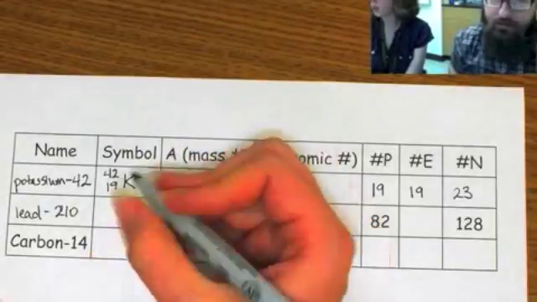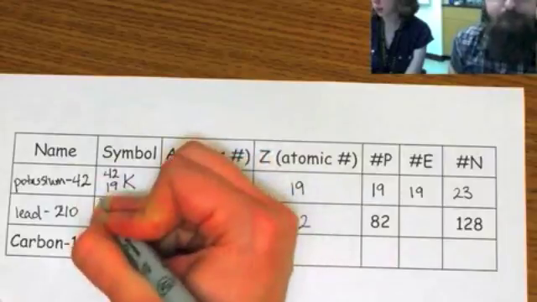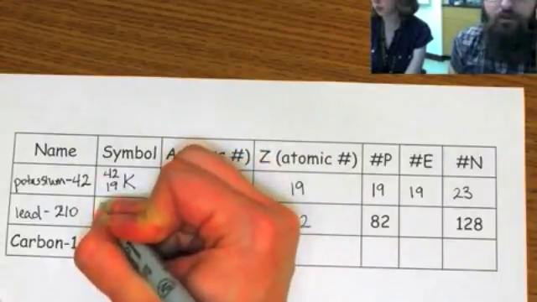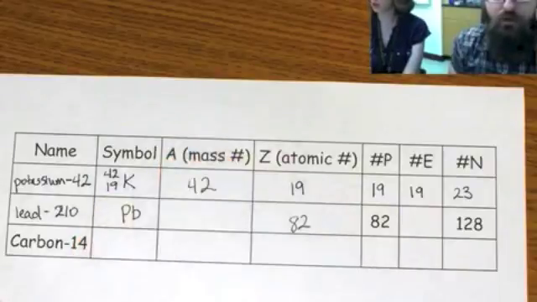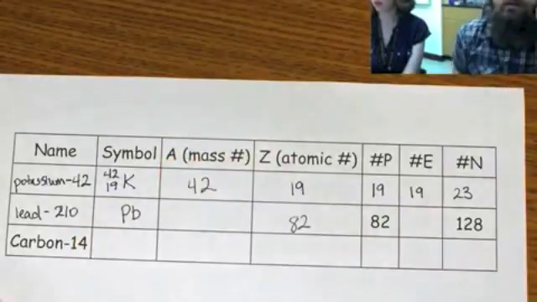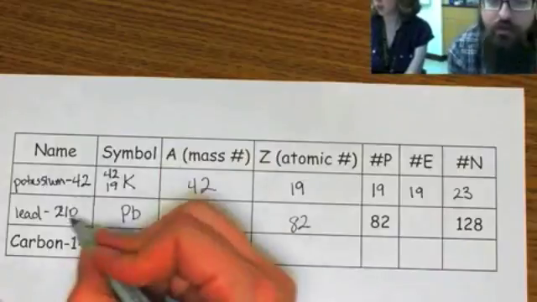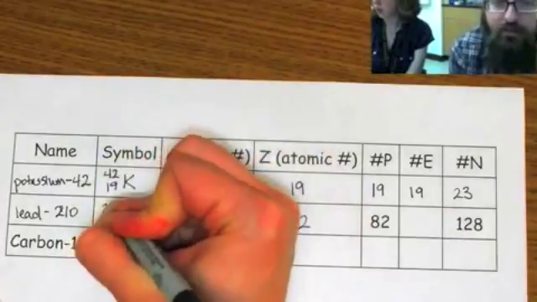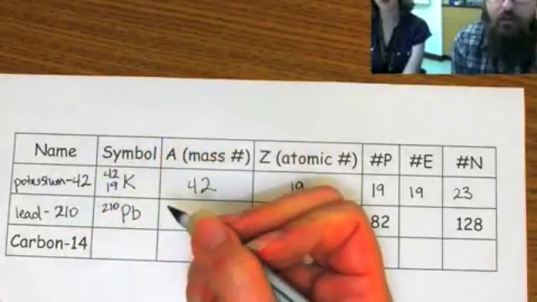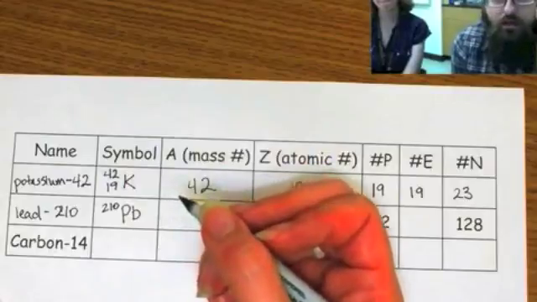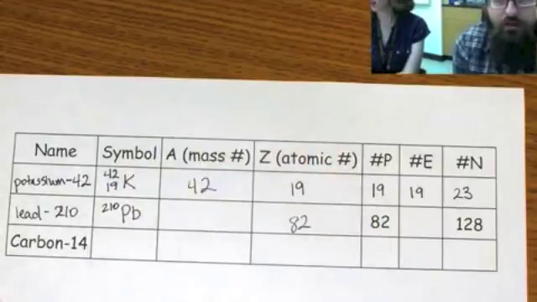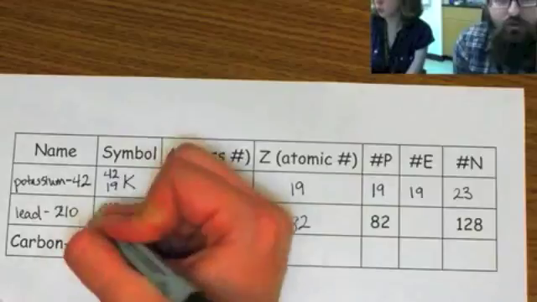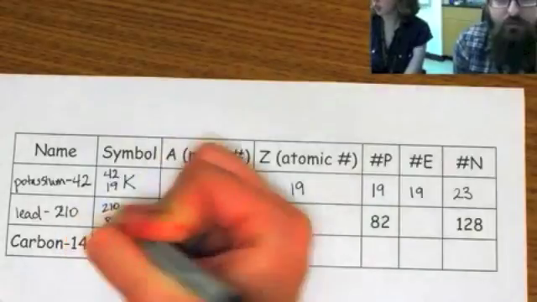So Pb, and then what did we put on top if we're doing our nuclear symbol? That's the mass, and we just said our mass was 210, so 210 goes on top. What goes on bottom? The atomic number, which we already found, which was 82. Which is also the number of protons.